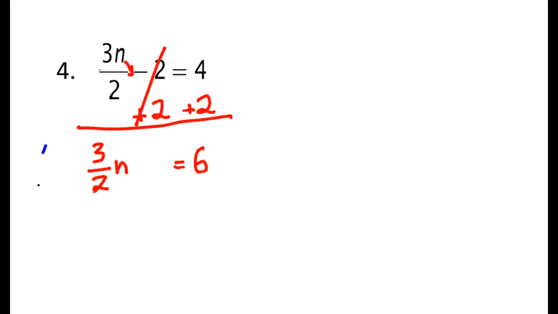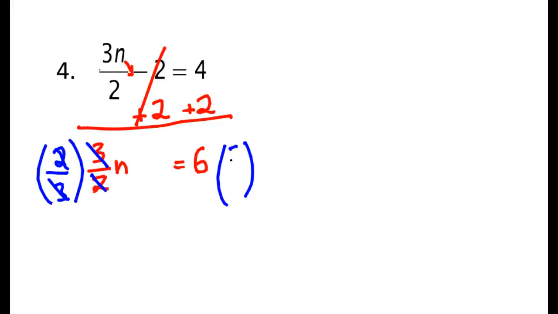Alright, now we need to not divide by 3 over 2, but multiply by its reciprocal. 2 over 3, so that the 2's cancel out to be +1, the 3's cancel out to be +1. Both sides. So we have n equals 6 times 2 is 12. 12 divided by 3 is 4.